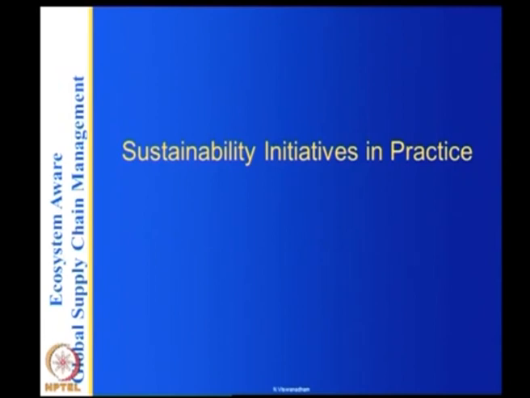So having seen this, before we get into the design of the green supply chains, I thought it is better we look at what is the industry practice that is happening in the industry today. In other words, what is the state of the industry? We are talking of the green practices. So basically, let's look at what are the initiatives in practice. What's happening in the industry?